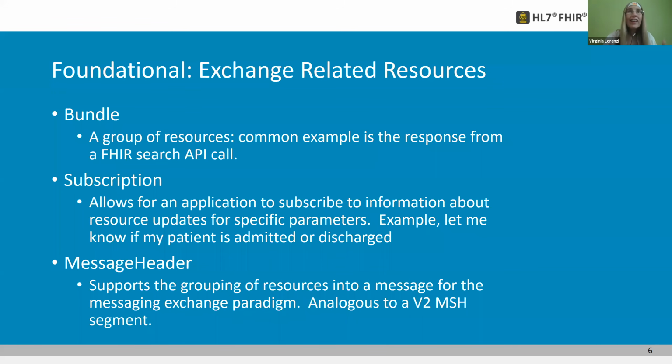Message header is used for messaging, and with FHIR, we can do messaging, just like we could with HL7 version 2 or with version 3. So this is when a real-world event happens and FHIR resources are assembled together and sent as a message to a downstream system. The message header is metadata for that message.